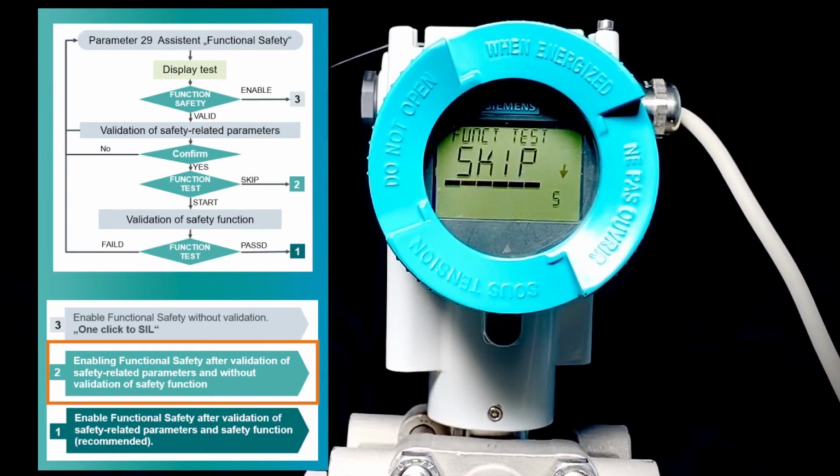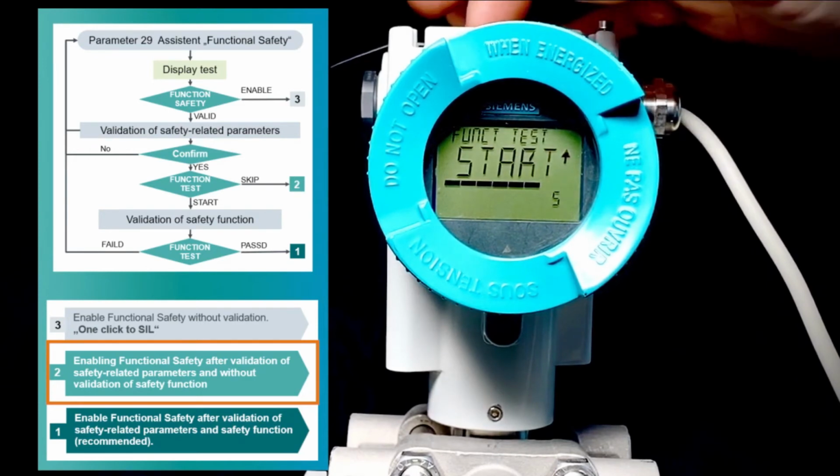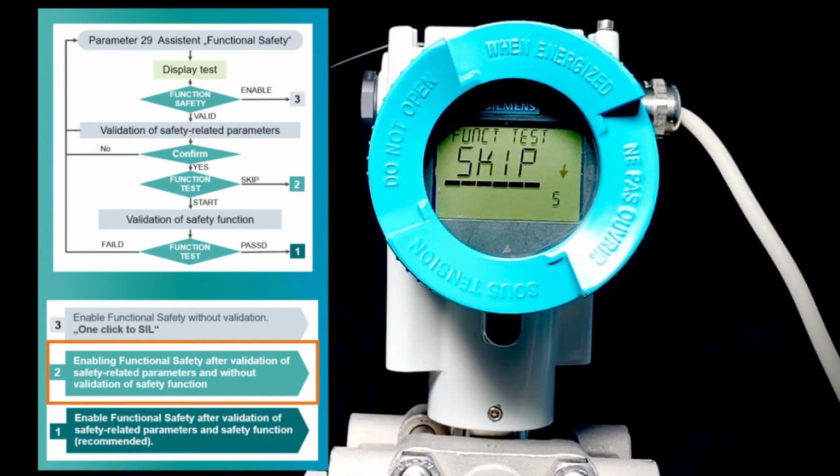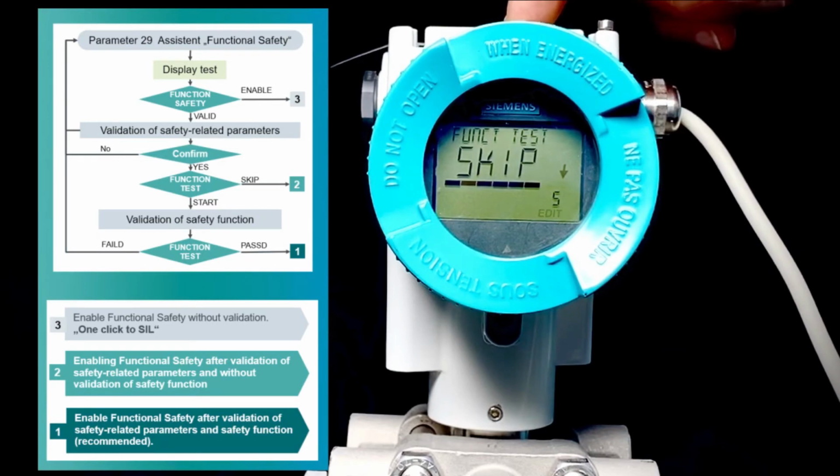Now we are in the window Function Test Skip. We have the choice between Skip and Start. When selecting Skip, you skip the function test and activate the functional safety without validating the safety function. This corresponds to number 2. To validate the safety function, start the function test with Start. We confirm with the right arrow button.